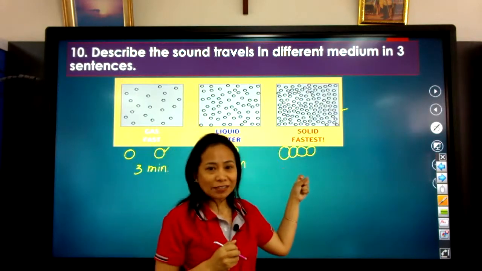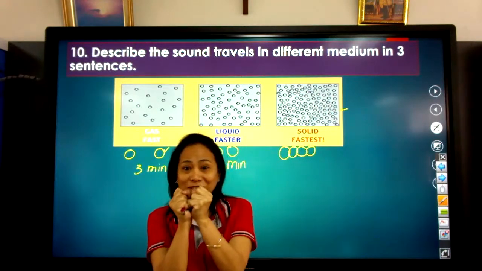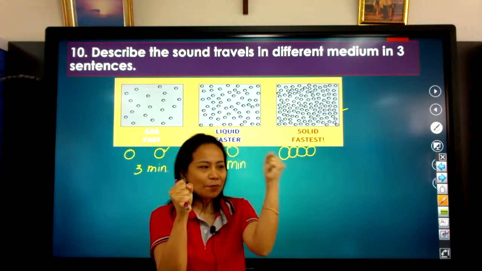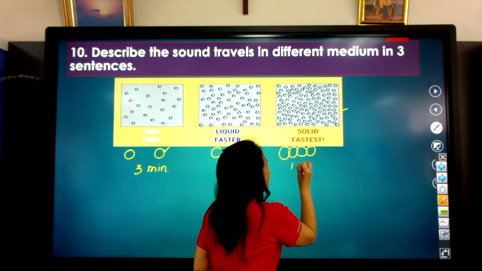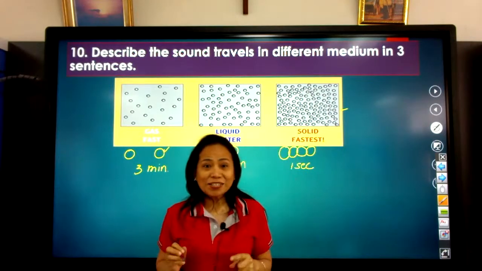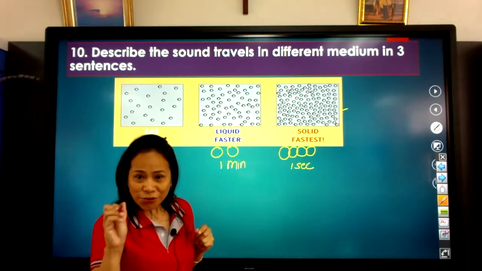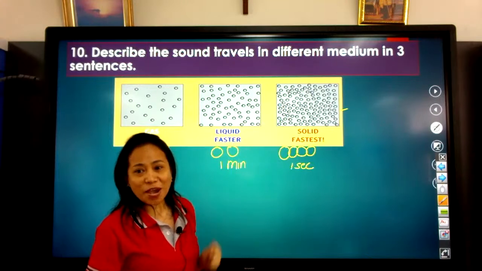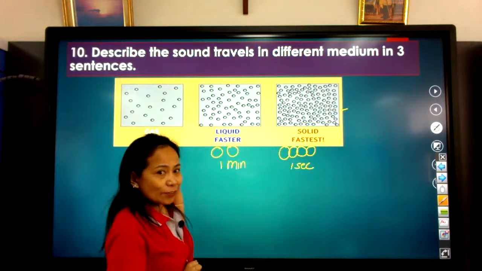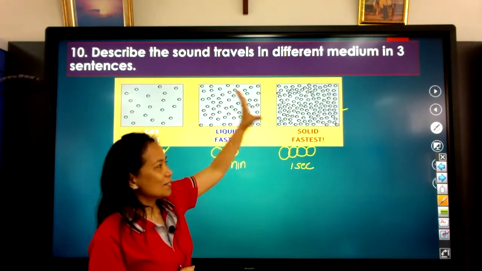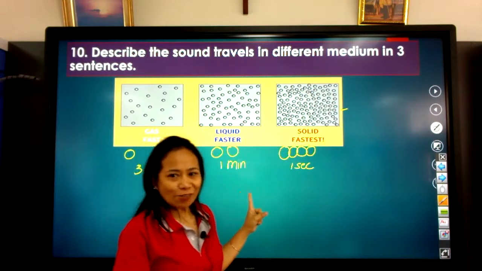But how about in solid? Very fast. Why? Because they are so close, right? Molecule and molecule very close. So it takes like seconds, like 1 second only. Right? So that's the reason why the solid is the fastest. And you are right, because of the arrangements of the molecules. So do you understand now why solid is the fastest transmission of sound?